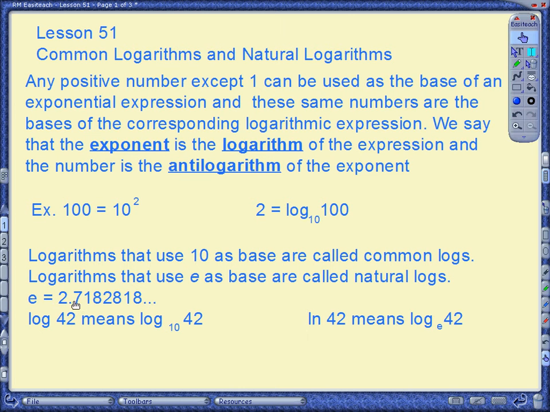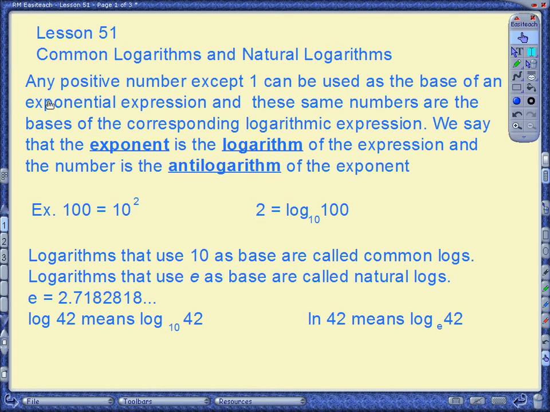E is approximately 2.71828. It's kind of like pi. It's an irrational number that occurs naturally in the study of mathematics. Log of 42 means log base 10 of 42. Ln of 42 means log base e of 42. We leave out the 10 and we leave out the e because it's commonly known that those two things are logs.